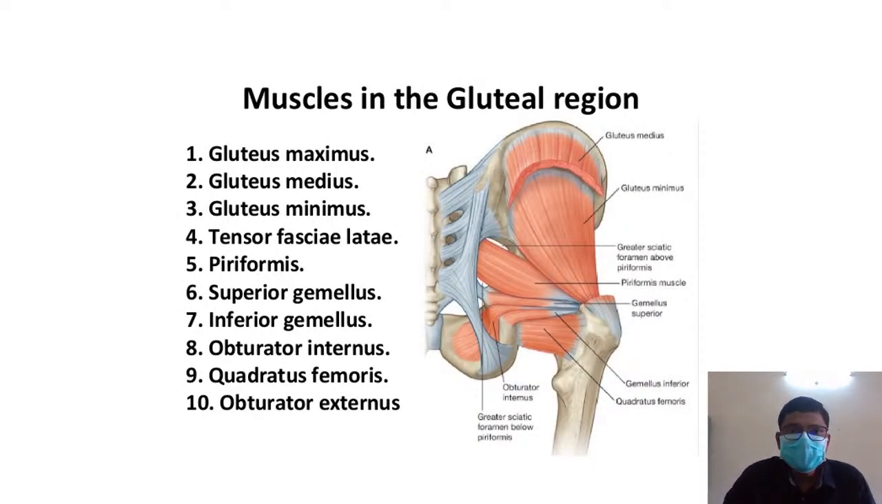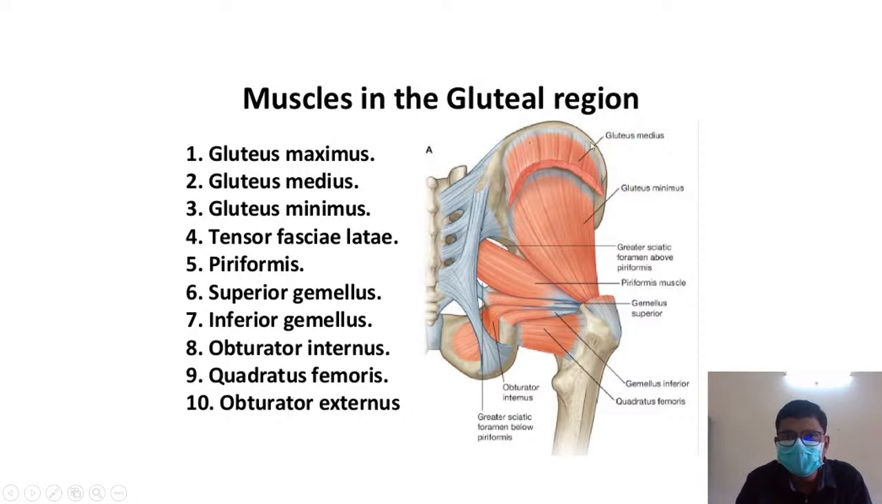Now coming to the muscles of the gluteal region. In this diagram you cannot see the gluteus maximus, because unless you remove the gluteus maximus you cannot see the structures underneath it. So the muscles are: the gluteus maximus, first one, which is not seen here, and the second one being the gluteus medius.